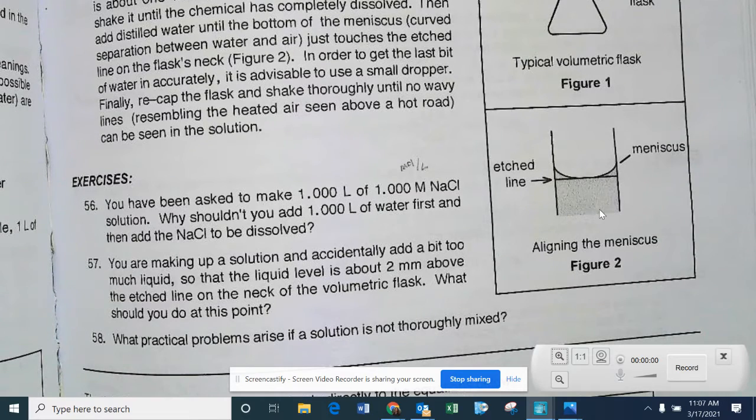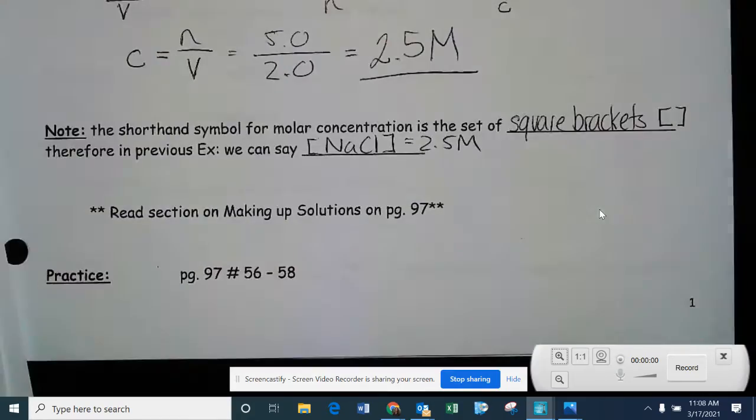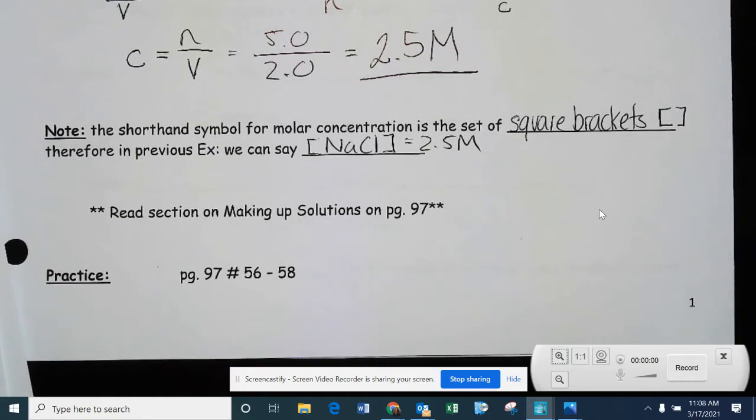Any thoughts? Is it going to be equally concentrated throughout? No. So if you don't mix this, the bottom of it might end up being way more concentrated than the top. And then whatever experiments you're doing, they're not going to work based on your concentration. You're going to have way lower or higher concentrations. It's not going to be consistent throughout. Okay, so that's just a little bit of theory on solution making.